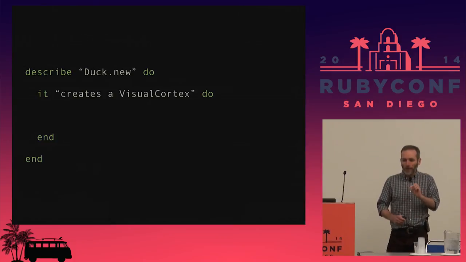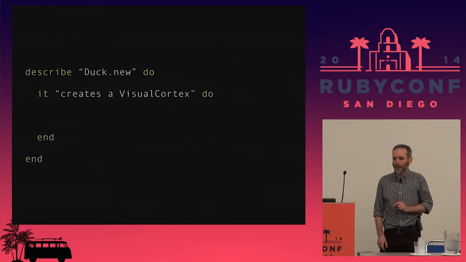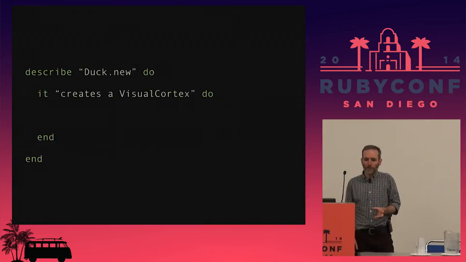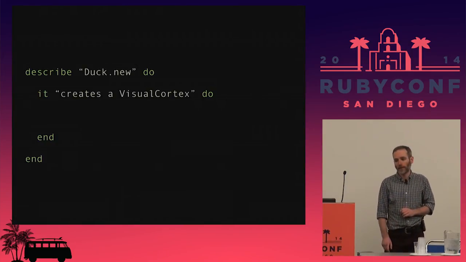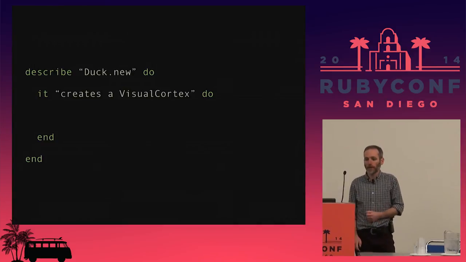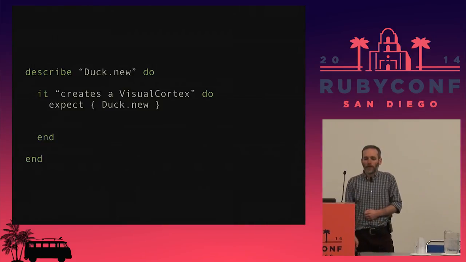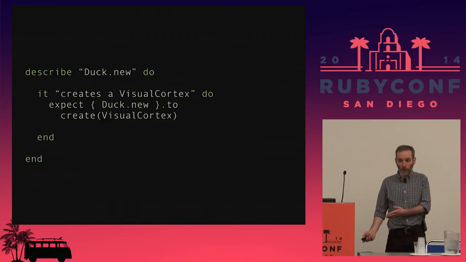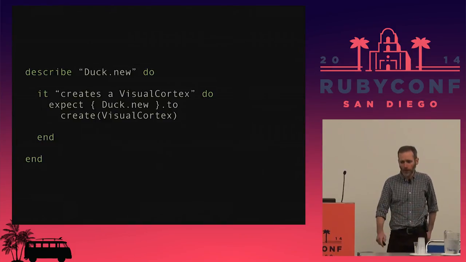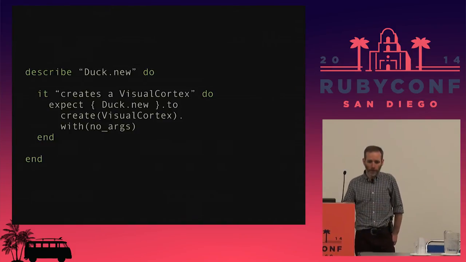And I'm going to start with just one little piece of functionality. So I'm going to say, when we create a duck, I want it to also create a visual cortex for us to use. OK, so how do we do this? Well, we're going to have a block of code here, which creates a new duck for us. And when we do that, we're going to say, we expect this to also create a visual cortex object. And then crucially, I'm going to say, with no arguments. I'm going to be very precise about what I expect to happen here.